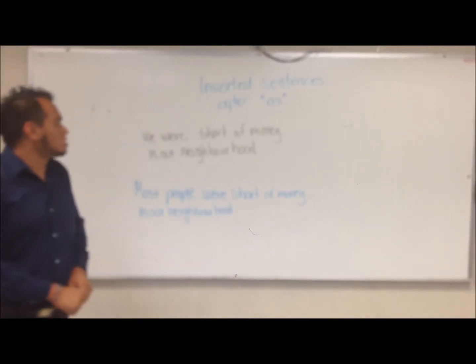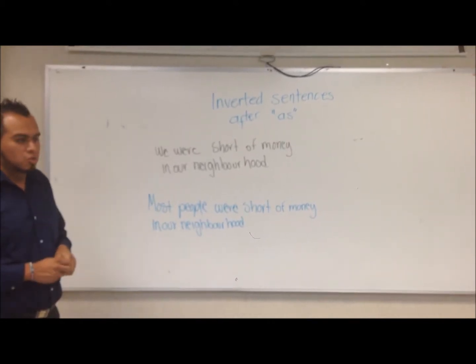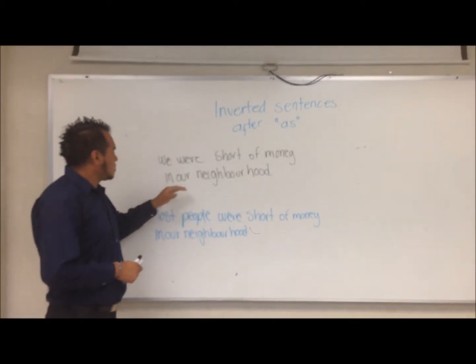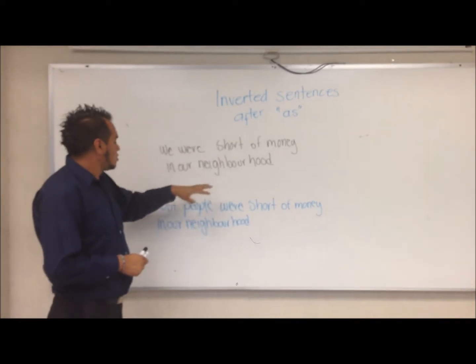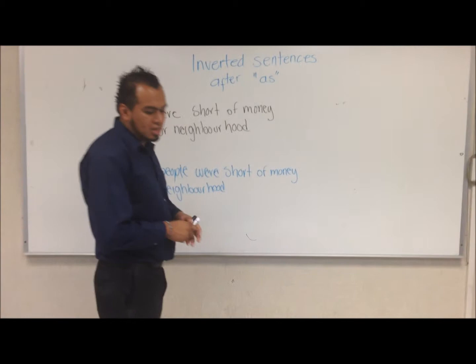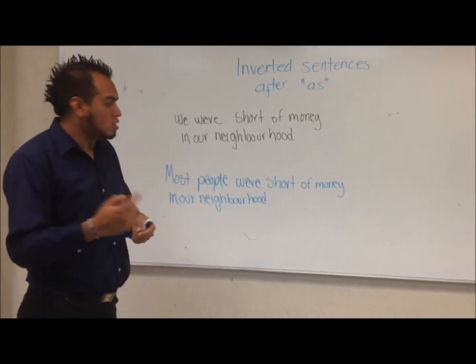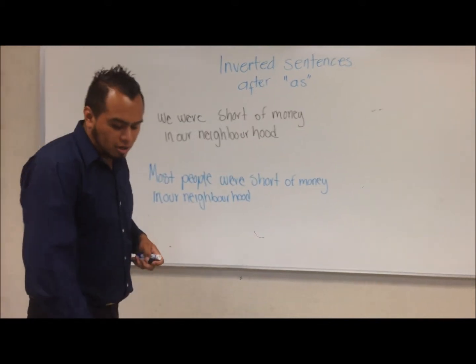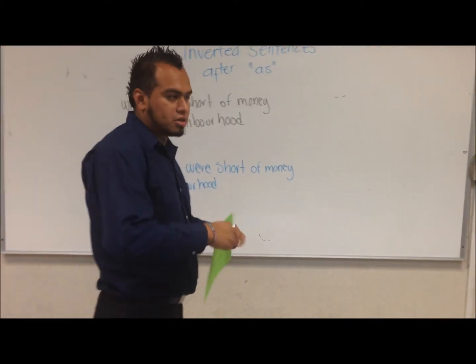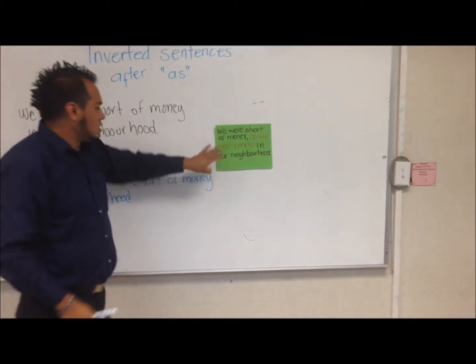Okay, now we're going to talk about inverted sentences after as, and here we have an example. We were short of money in our neighborhood. Most people were short of money in our neighborhood. Mostly as is going to be used to join two sentences or two ideas to make just one. So this will be the result after inverting the sentences joined together.